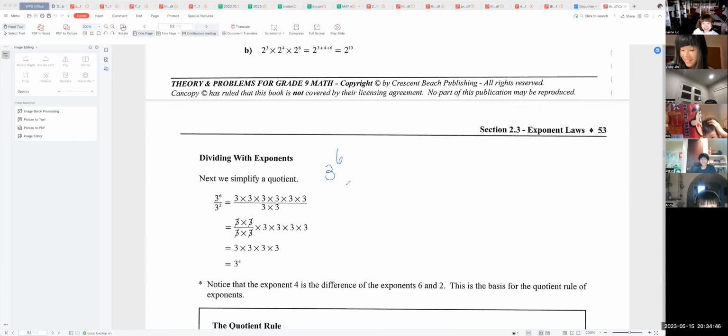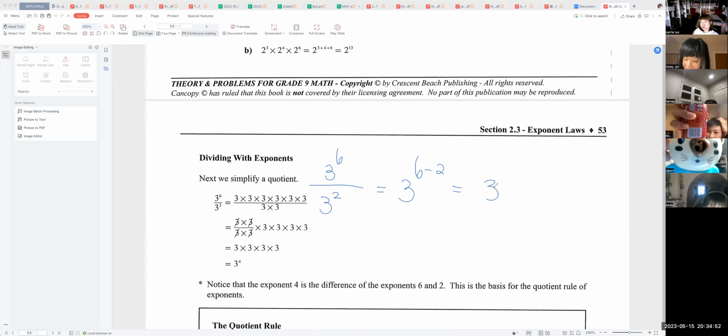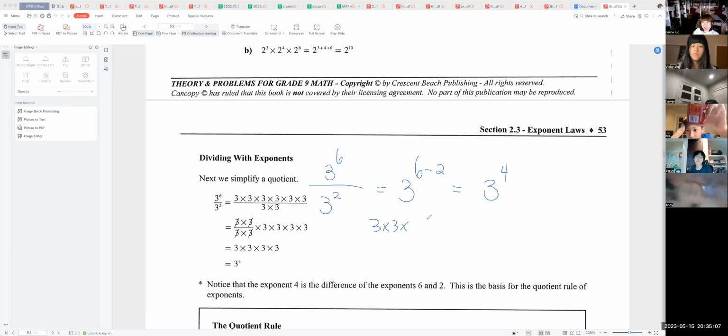3 to the power 6 divided by 3 to the power 2 equals what? 3 to the power 6 minus 2. So when you do divide, Vicky, look, it's 3 to the power 3. Look, the answer is 3 to the power of 4.